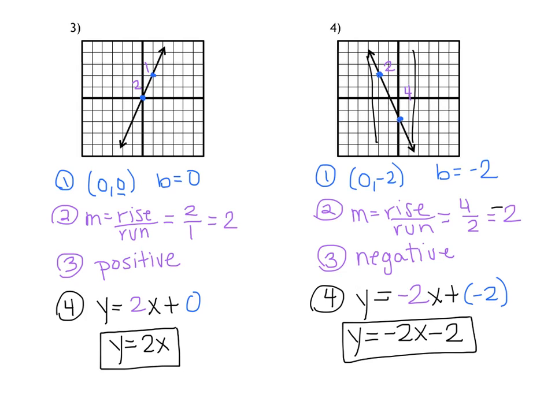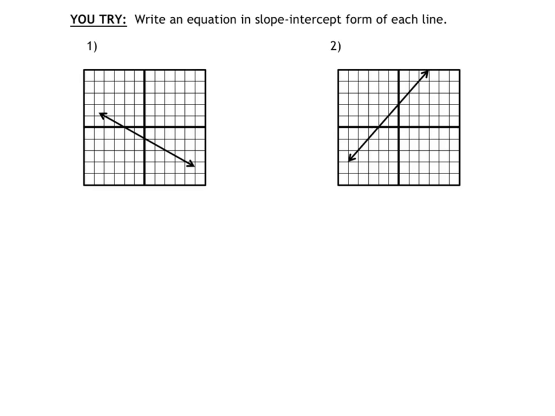So now what I would like you to do is the u-try section. Please write an equation in slope-intercept form of each line for numbers 1 and 2, and we will discuss it in class. Thank you.